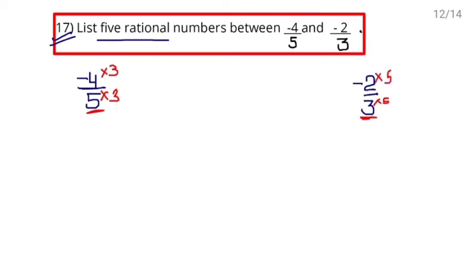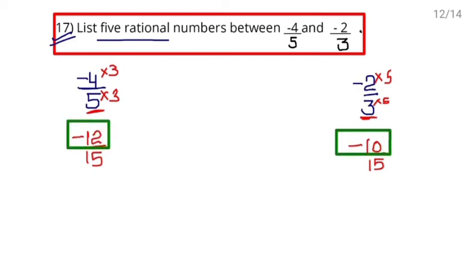So what it becomes? 4 3s are 12 of minus sign upon 15 and it becomes 5 2s are 10 of minus sign upon 5 3s are 15. Now you want to find 5 rational numbers. So check the numerators -12 and -10. -12 और -10 के बीच में कितने इंटीजर्स आते हैं? -10, -11, only one integer ही आता है. So we cannot find 5 rational number like this.